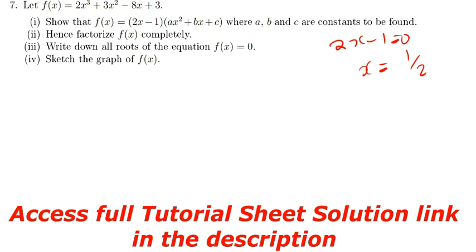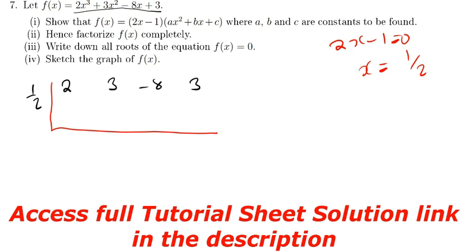This is one of the simplest things. So this is 1 over 2. Now I'll get that. So that is 2, that is 3, -8 and +3. Bring this down. Now we have 2 times 1/2, that is 1. 3 plus that is 4. 4 times half is 2. -8 plus 2 is -6. -6 times half is -3. -3 plus 0.